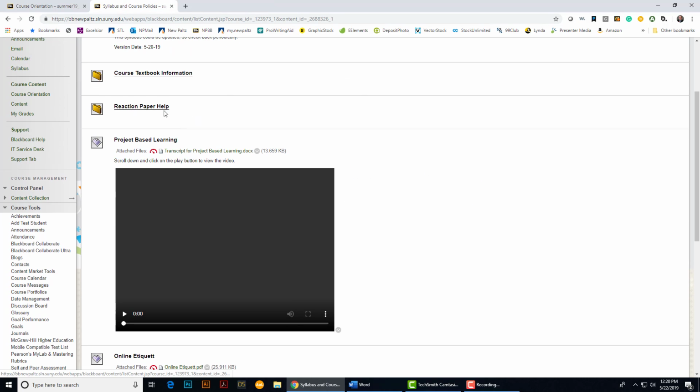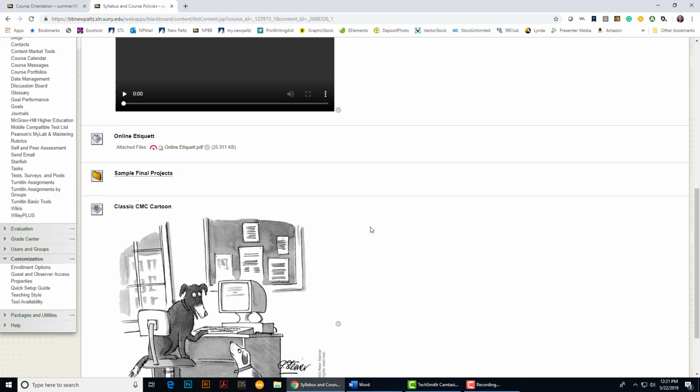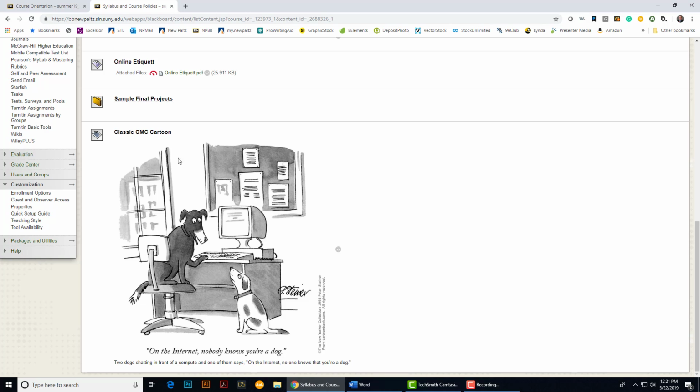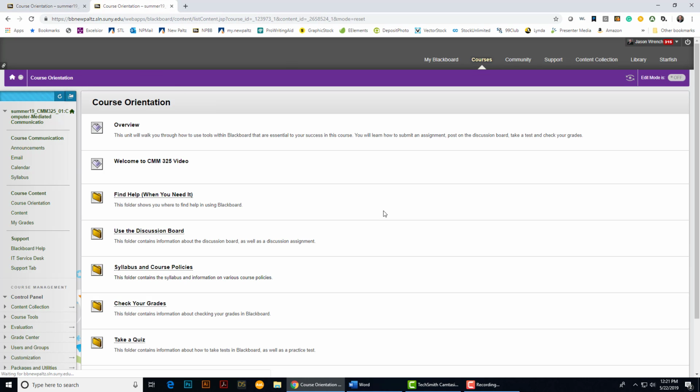There's also information here about the reaction papers and something called project-based learning. Please take the time to look at all of these things. There's also some sample final projects to kind of give you an idea about what some of these have looked like in the past. Then we're going to go back in here to the course orientation folder.